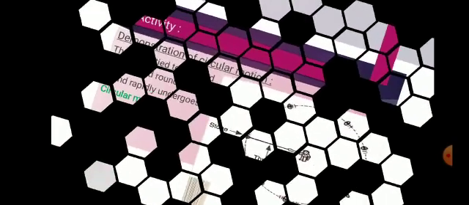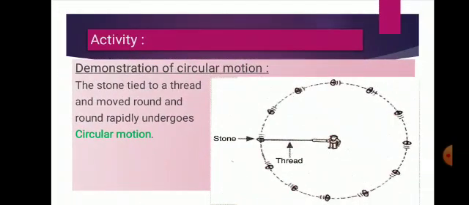Now here one activity is given for the demonstration of circular motion. For this, take a piece of stone and tie it to a thread and whirl it. Whirl means move it round and round rapidly with your hand by holding the other end of the thread. We will see that the stone moves along a circular path. See the figure.